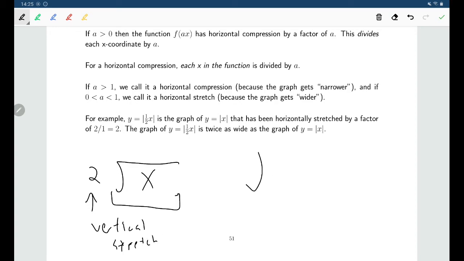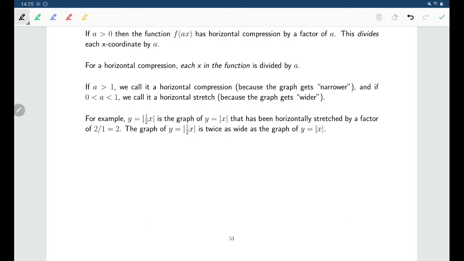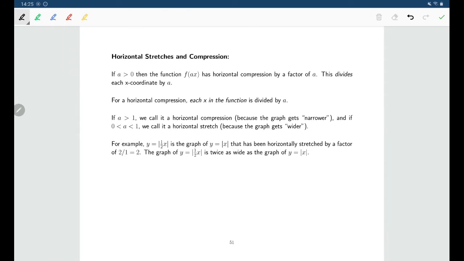As opposed to the square rooting function where just the x is multiplied by 2, in which case that would be something that's horizontal. Now, a couple of things about these horizontal compressions and horizontal stretches. The first would be how we do it.